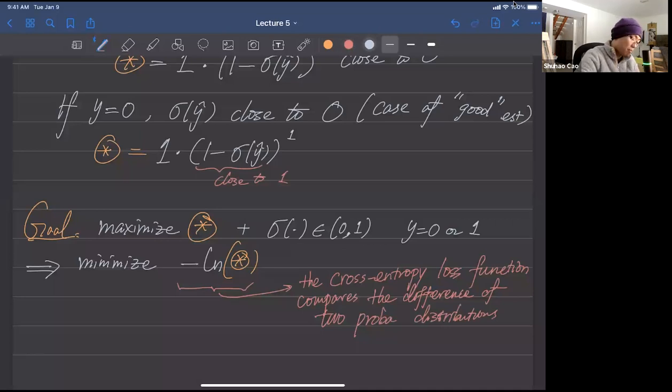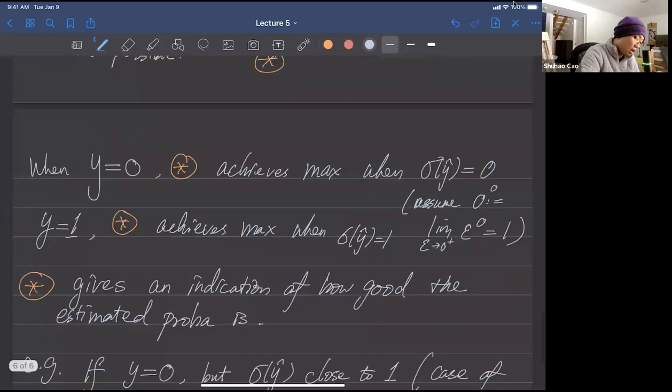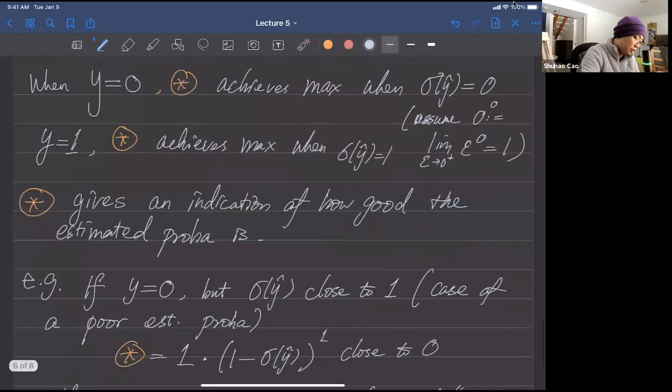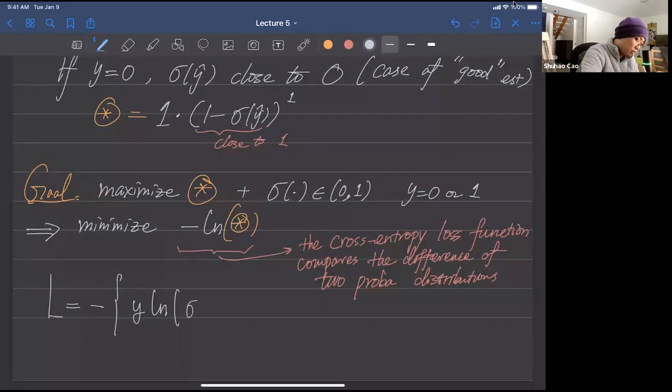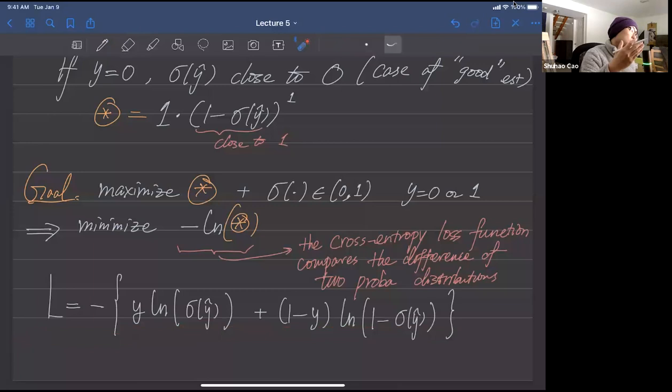If we write it explicitly, this is our loss function: minus y times the natural log of sigma y hat, plus 1 minus y times the natural log of 1 minus sigma y hat. So this is our cross entropy function. Sometimes you will see the sigmoid output replaced by just y hat. Next time we'll use that notation, but today we want to introduce the sigmoid function, so that's why we use this notation. Next time I'll replace this just by y hat.